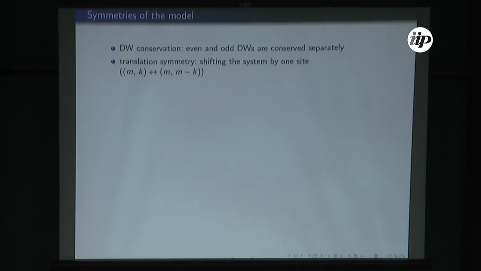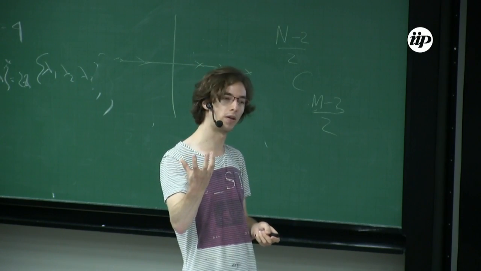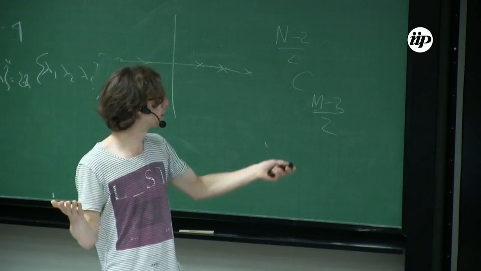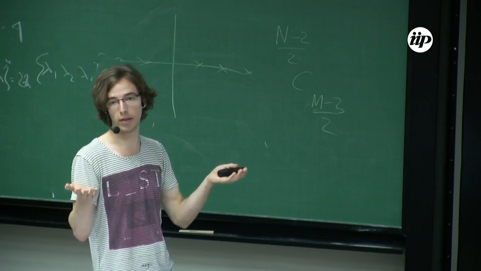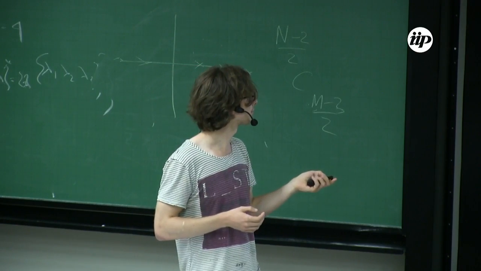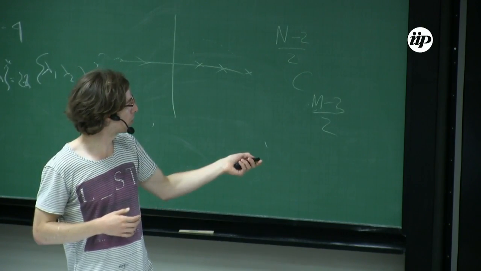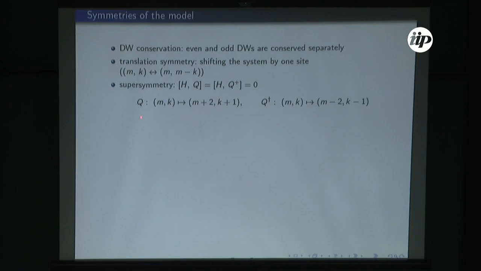And then there is a translation symmetry. So obviously, if you have periodic boundary conditions and you shift the site indices by 1, which is basically changing the roles of the odd and the even domain walls, it doesn't change anything physically. So these two have to be mapped to each other, and they have to have the same properties. There is the supersymmetry, the Q and the Q-dagger operator, which act as such in a given sector. Q increases the number of domain walls by 2, and the number of odd domain walls by 1.